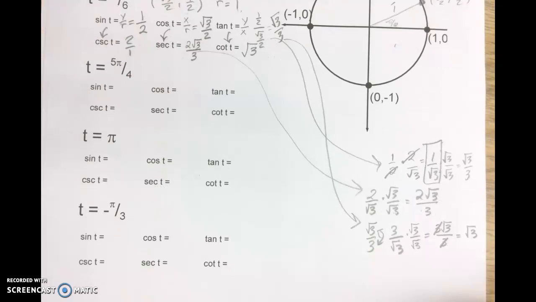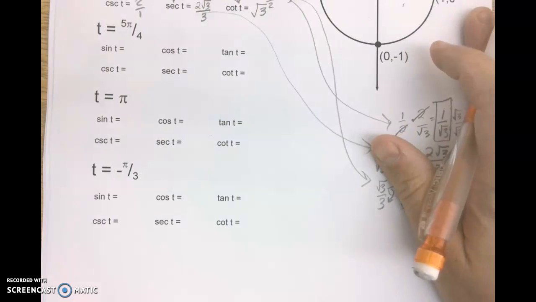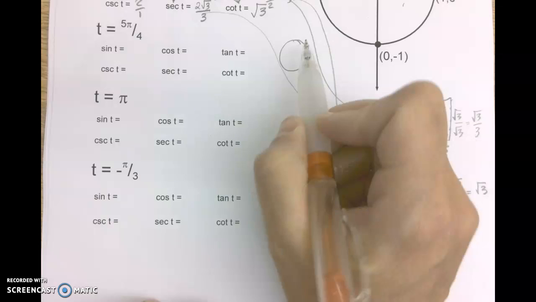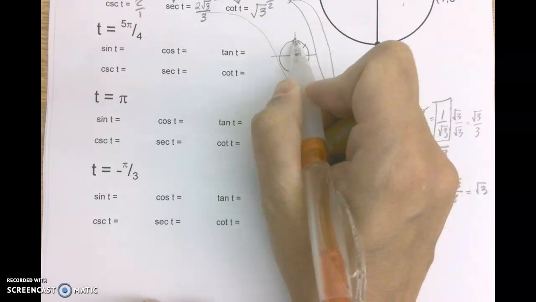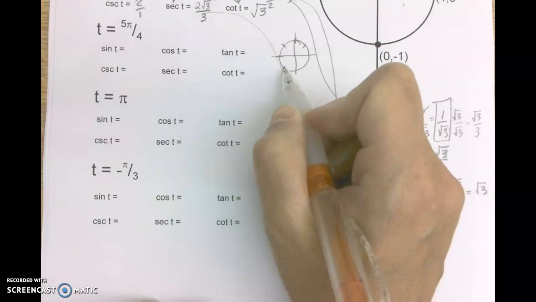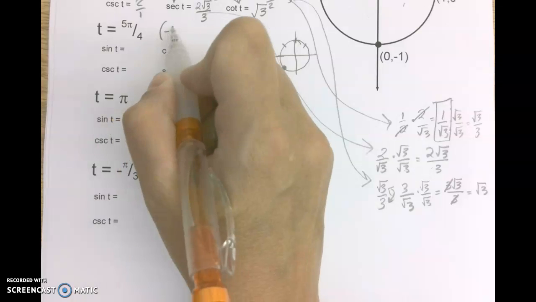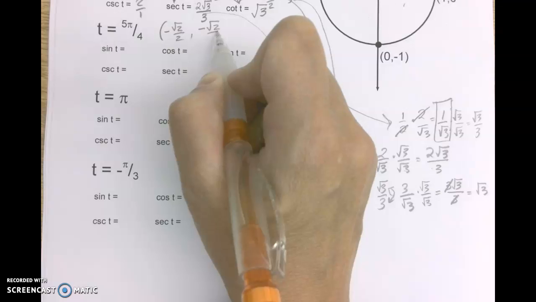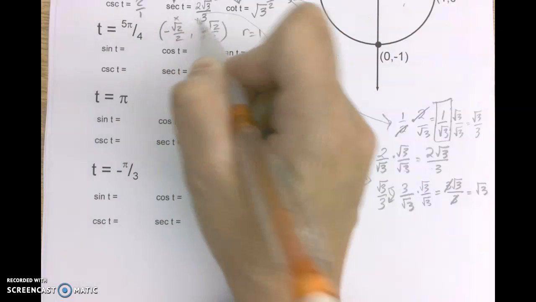Okay, next angle, 5 pi over 4. So 5 pi over 4, if I draw that circle, is going to be 1 pi over 4, 2 pi over 4, 3 pi over 4, 4 pi over 4, and 5 pi over 4. So this right here is going to be at negative square root of 2 over 2 and negative square root of 2 over 2. R is 1. So that's x and that's y.